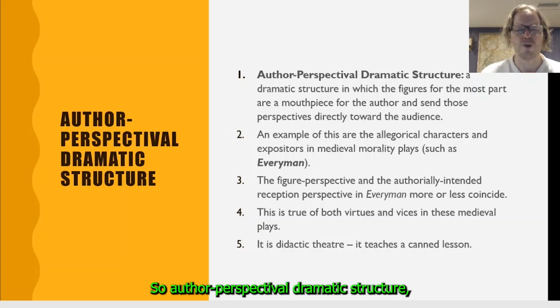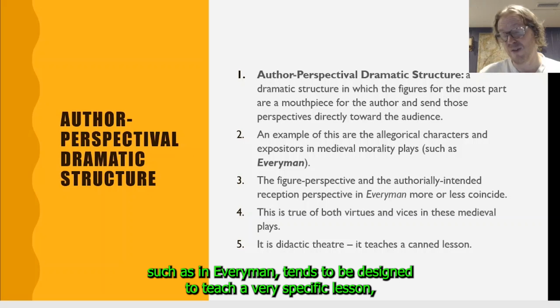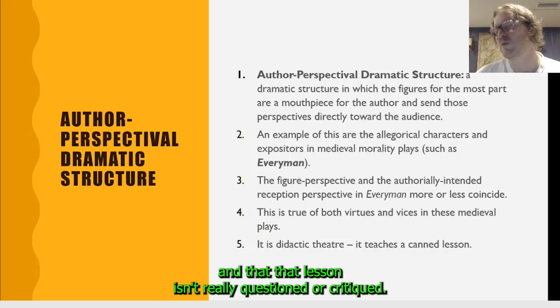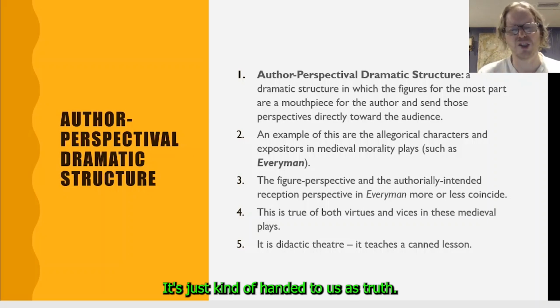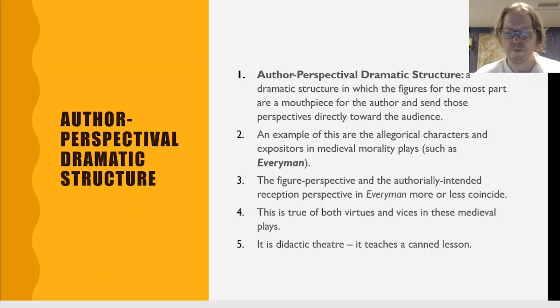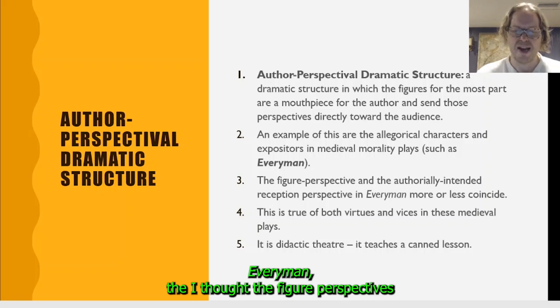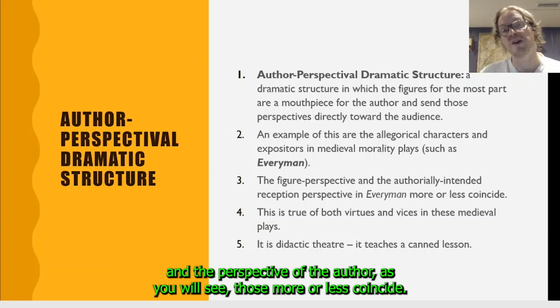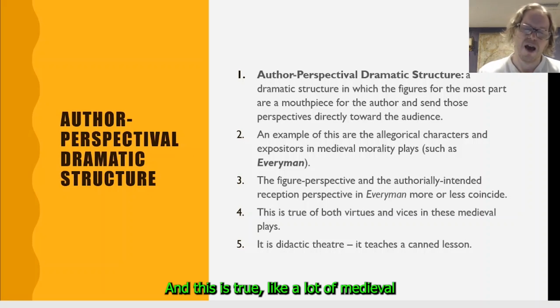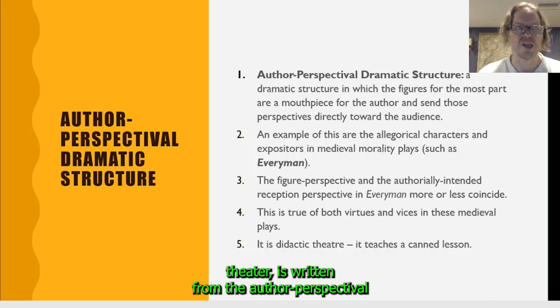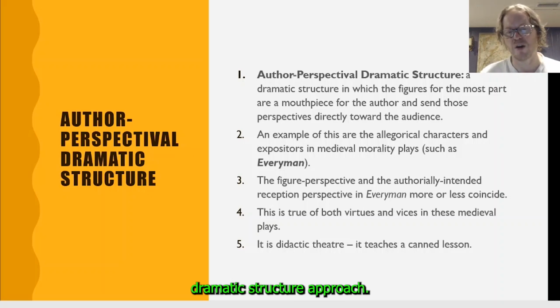So author perspectival dramatic structure, such as Everyman, tends to be designed to teach a very specific lesson, and that lesson isn't really questioned or critiqued. It's just kind of handed to us as truth. So in Everyman, the figure perspectives and the perspective of the author, as you will see, more or less coincide. Those are the same thing. And this is true of a lot of medieval theater, which is written from the author perspectival dramatic structure approach.